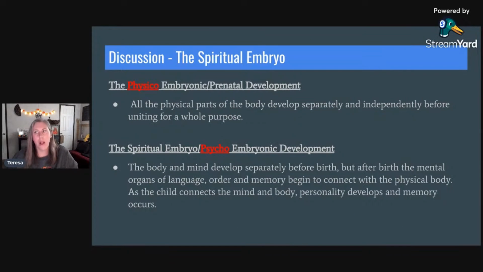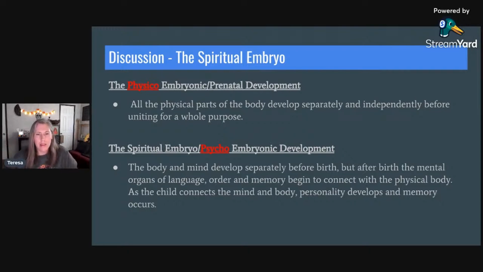The first one we know a lot about. We know a lot about prenatal development. We know about the embryonic period. This is very normal for us, right? But the spiritual embryo was a whole new concept that Maria Montessori came up with, saying, okay, well, we have that physical development. We have that prenatal development. But there's got to be some other development going on here that takes all this creation that's happening and brings it together, that coordinates it.